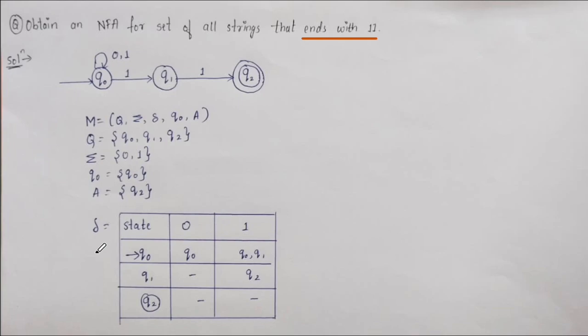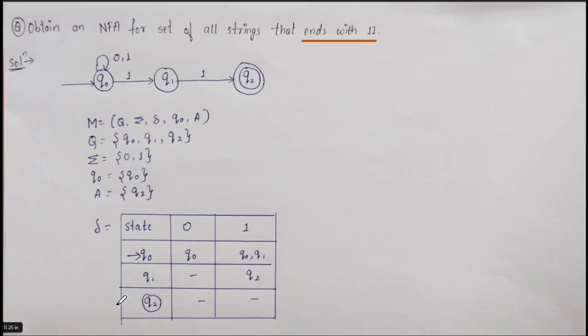For the transition function, we draw a transition table, that is state, input symbols, that is 0 and 1 for this question. Initial state Q0, when it has the input symbol 0, it moves to Q0, and for input symbol 1, Q0 and Q1. For the state Q1, when the input symbol is 0, it is null, and for input symbol 1, it moves to Q2. And the final state Q2, when the input symbol is 0 and 1, it is null.